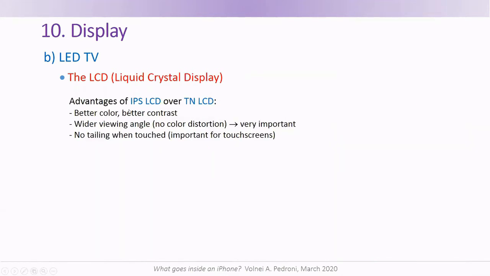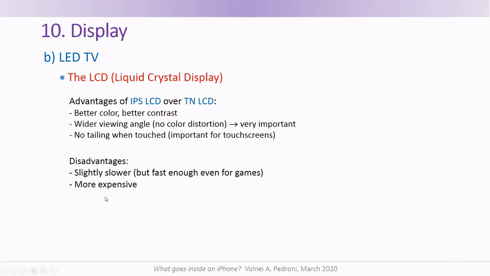Advantages of IPS over TN: better color, better contrast, wider viewing angle with no color distortion. This is very important. And no tailing when touched. It's important for touch screens. Disadvantages: slightly slower, but still fast enough even for games, and a bit more expensive.